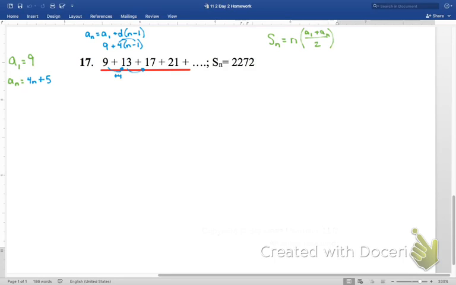So now once I have my rule, I have the first term, I have the rule, or I have a sub n, however you want to look at it, I need to find n. So it tells me that the sum of everything is 2,272. So I'm just going to plug everything into my formula that I have right here. And I'm going to have 2,272 equal to n times 9 plus 4n plus 5, all divided by 2.